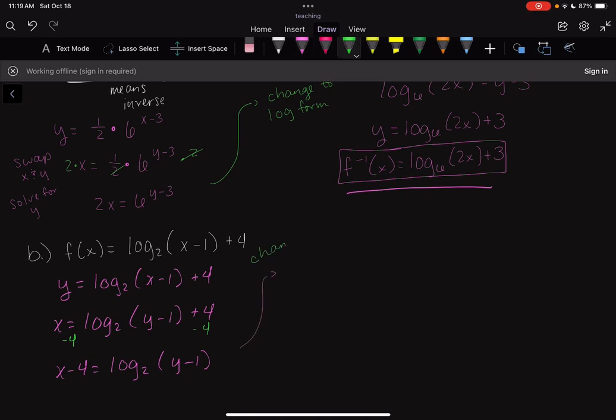Now I'm going to change to my exponential form, because then I can get the y minus 1 out of the parentheses so it's not stuck in that log. So that would be 2 to the x minus 4 equals y minus 1. And then I add the 1. And I'm pretty much done. Just got to write my notation.